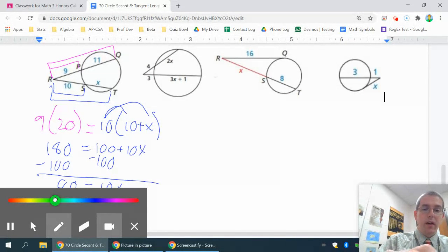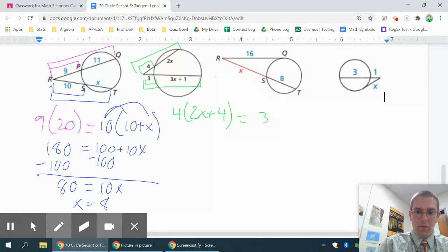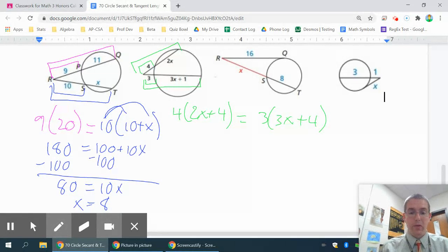If you have this, the nose is 4 times the whole is there, so that's going to be 4 times 2x plus 4. I usually write the x in front, but you could write 4 plus 2x, it's the same thing, equals the nose, which is 3, times the whole, which is all that together, so that would be 3 times 3x plus 4. And if you want to write 3 plus 3x plus 1, you could, but it would simplify to 3x plus 4.